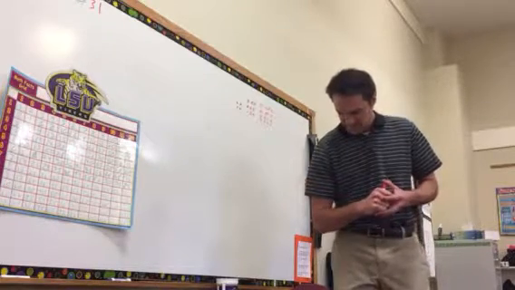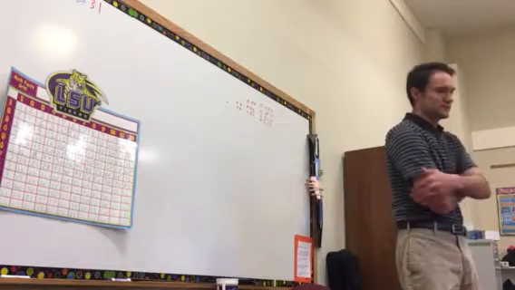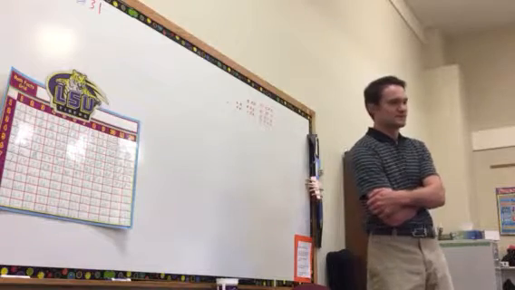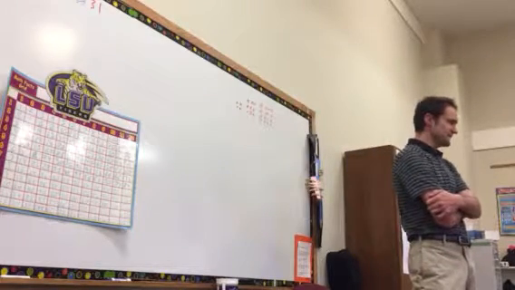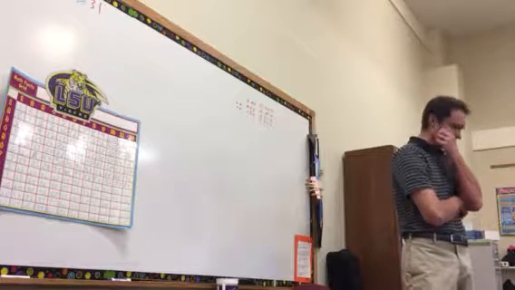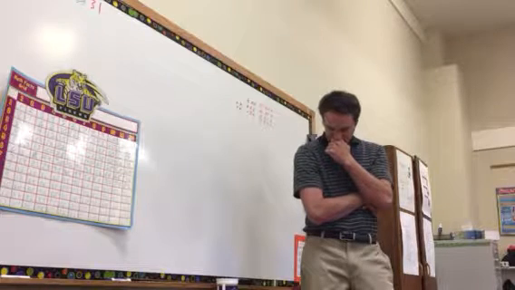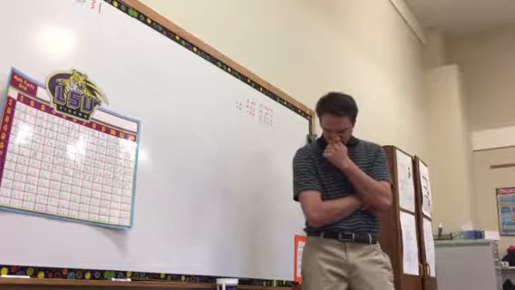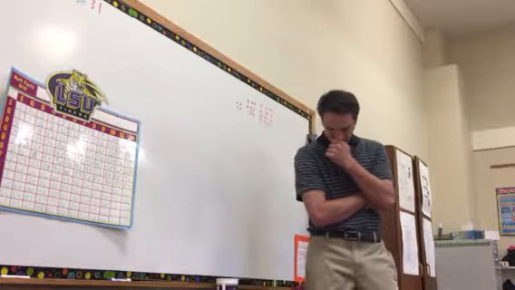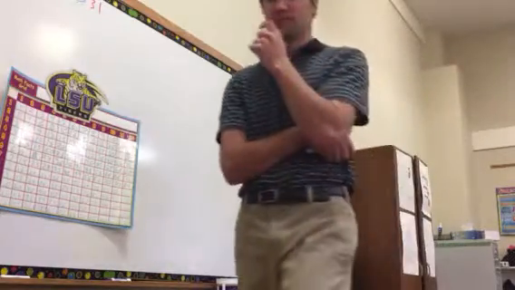Okay, and then what would the next one have after that? So 5 groups of 5, then we have what, Joseph? 6 groups of 6. 6 groups of 6. Okay. Go ahead and fill in those.